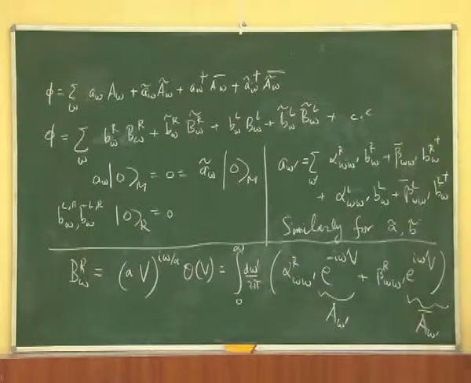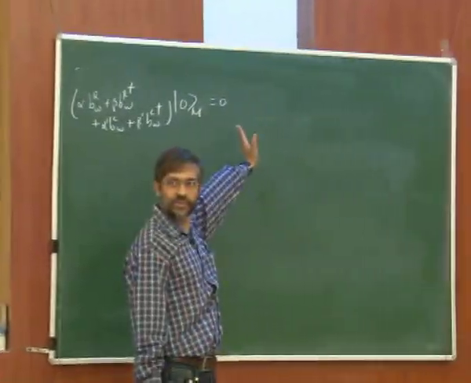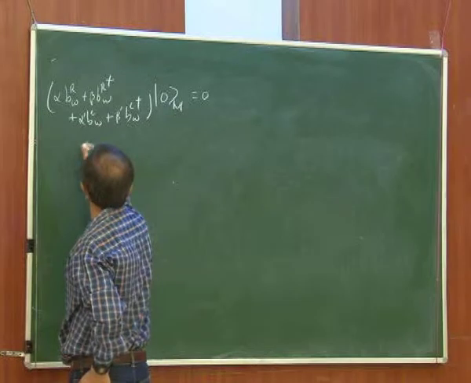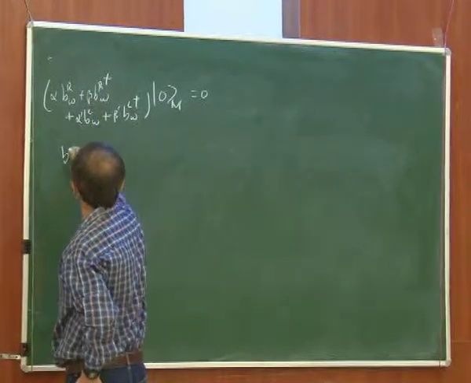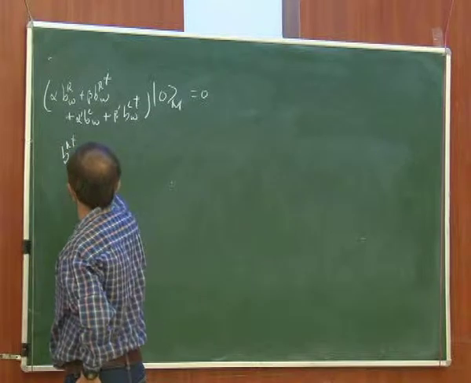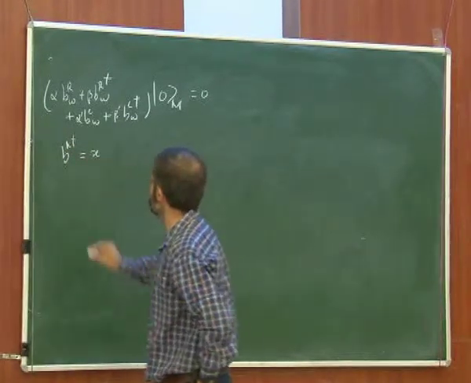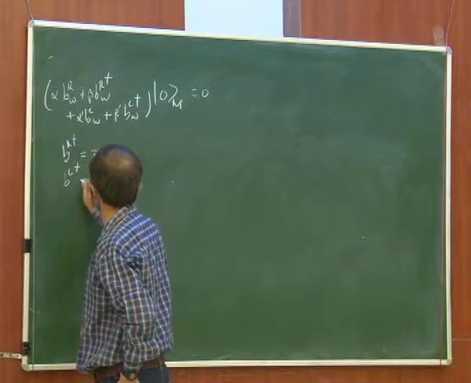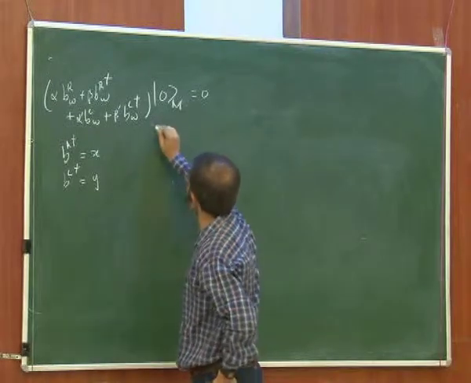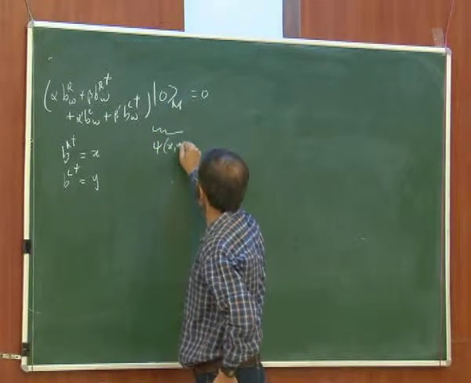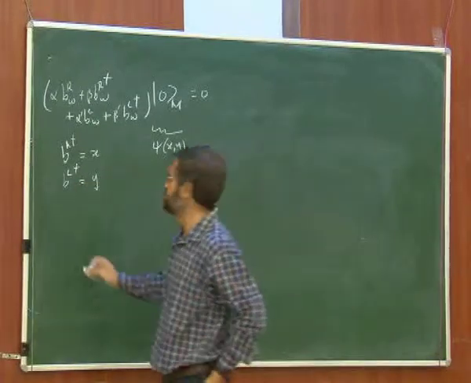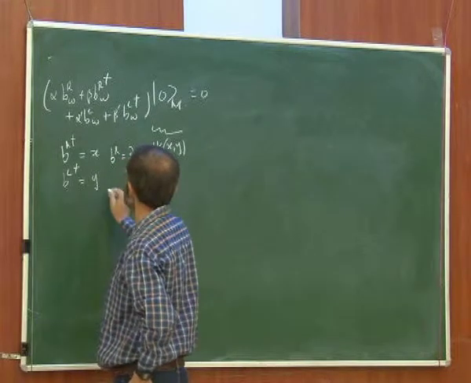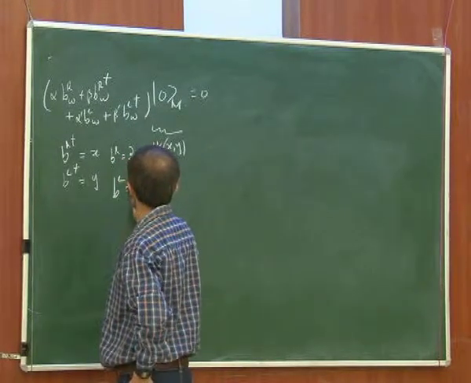Okay, as a result, think of this as a differential equation. It looks like if you go to a representation in which BR dagger is represented by X and BL dagger is represented by Y, then BR is d/dx and BL is d/dy.